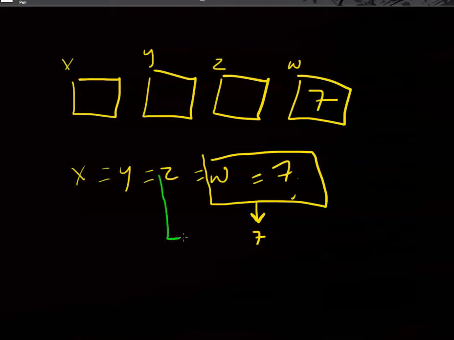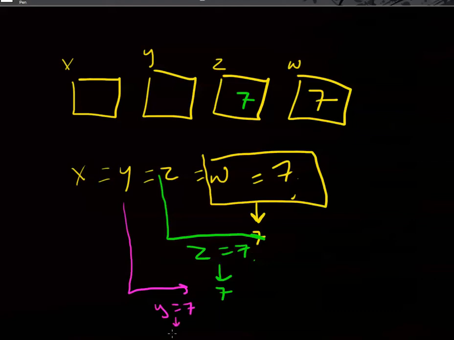Now, we've got the Z equals 7. So the Z equals 7, of course, puts the 7 in here. And the result, or the expression Z equals 7, results in 7 as well. And if we continue on, we've got Y equals 7. That results in 7. And then X equals 7. Right, so the chain of execution is going to go right to left. And that number that you put in here will cascade over into all of those variables.